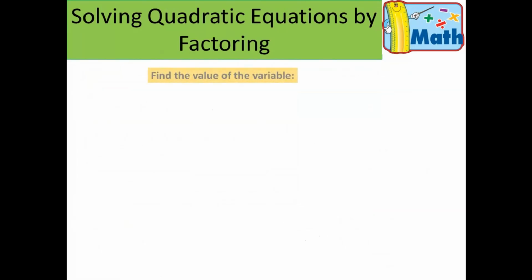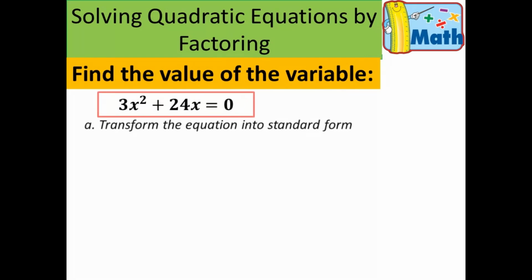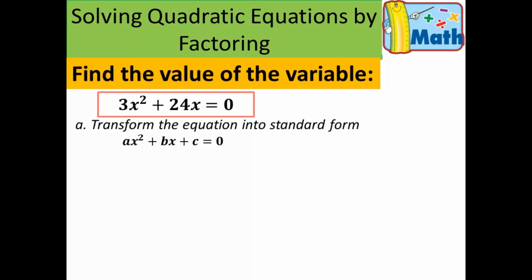Another example, find the value of the variable 3x squared plus 24x equals 0. First step, transform the equation into standard form, ax squared plus bx plus c equals 0. Still we have 3x squared plus 24x equals 0.